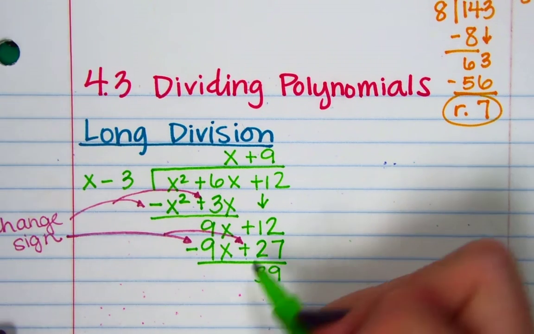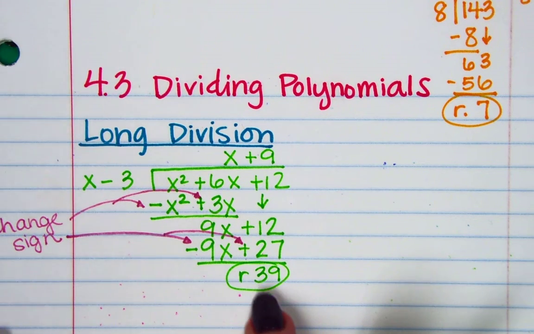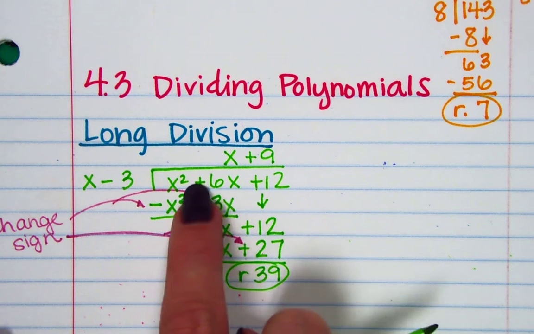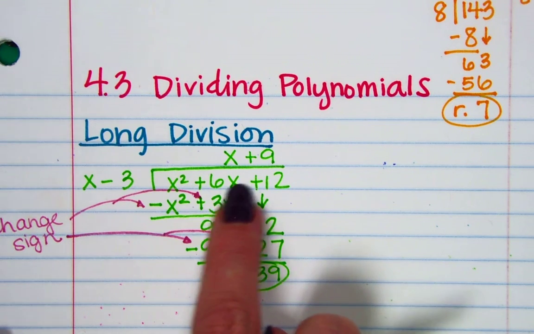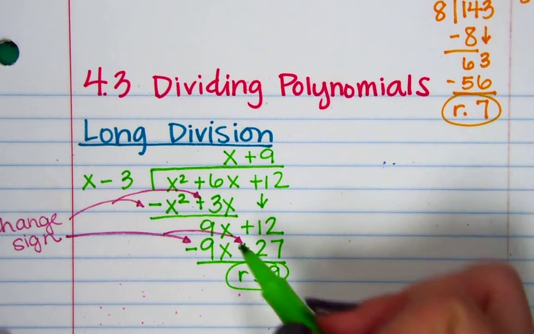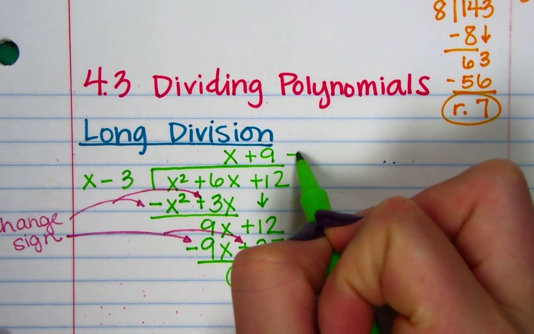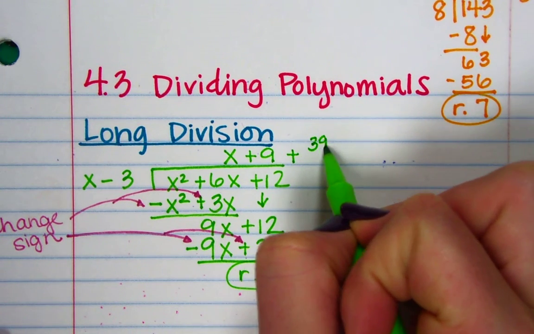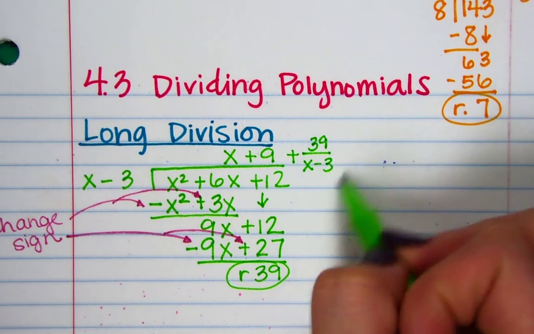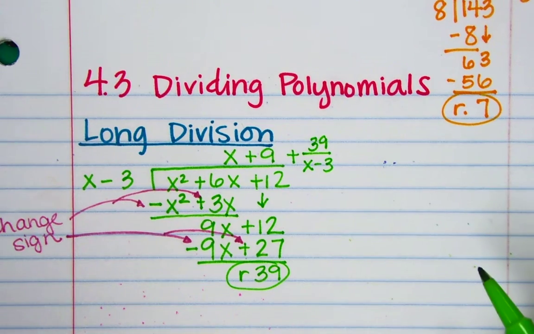Okay, so that's my remainder. Just like we saw up here, there was a remainder. When there's a remainder, it means x minus 3 is not a factor of x squared plus 6x plus 12. Okay, it doesn't go in evenly. So just like we did up here, I'm going to do x plus 9 plus my remainder, which is 39, divided by my divisor. Because it didn't go in evenly, so it's got to be plus this last part that didn't go in evenly, divided by this, since that's what we're doing.